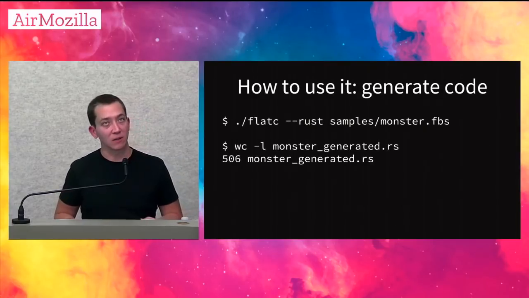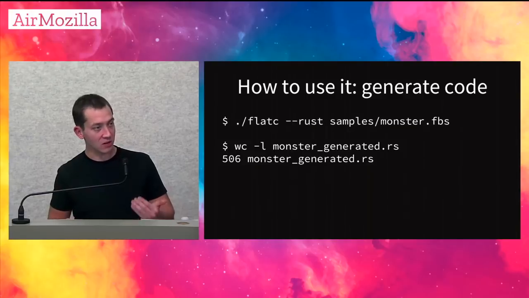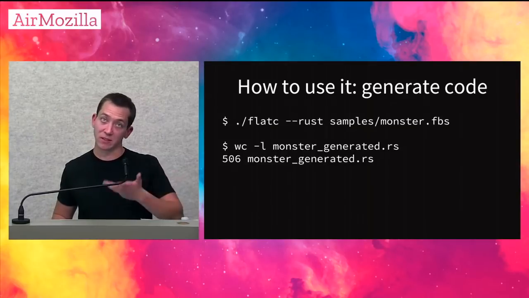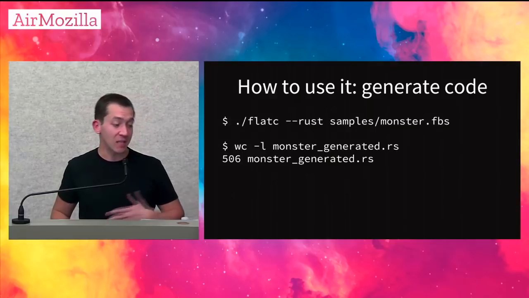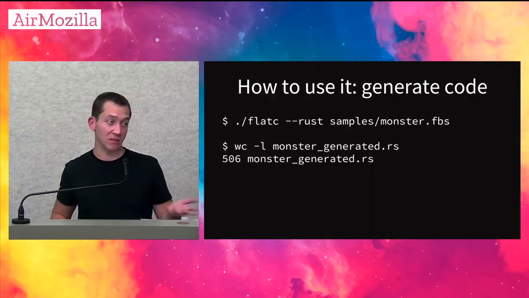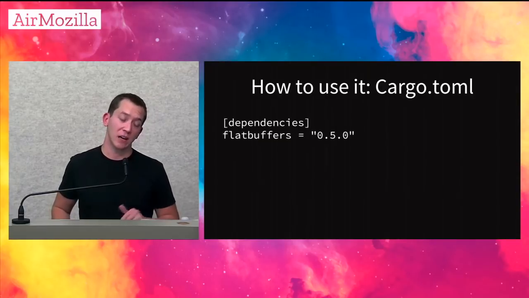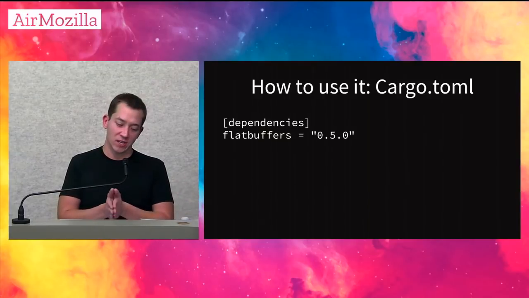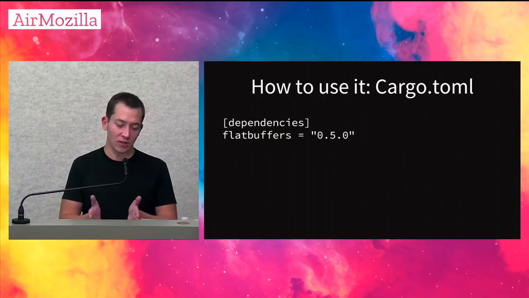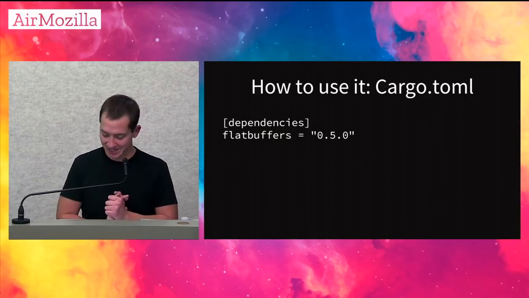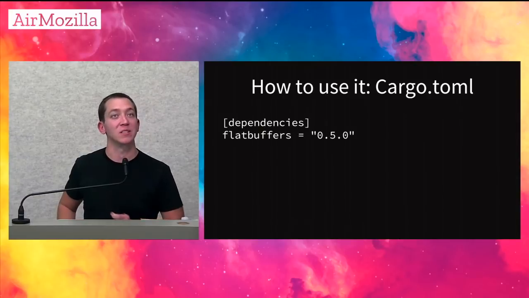So we can use this file with the FlatC compiler and the Rust flag to generate code. And what comes out is a pretty big file relative to the amount of data we put in the schema. So this shows that the generated file is about 500 lines, but it contains everything we need to read and write data in many different scenarios. To use it in your code, after you've generated the code from the compiler, you should add this to your cargo.toml. We're currently at version 0.50. I'm sure there'll be a quick progression of versions throughout the next 12 months because this is still an early stage port.